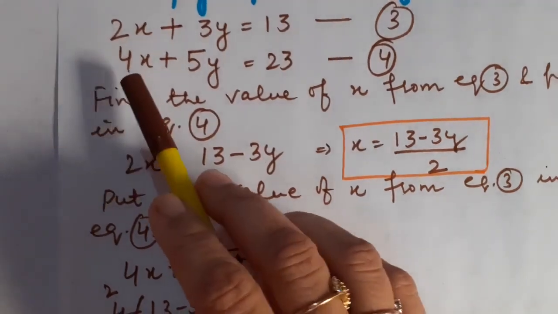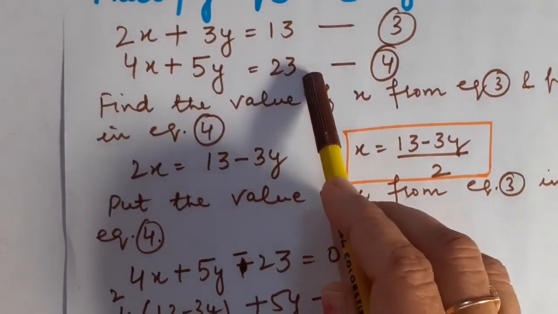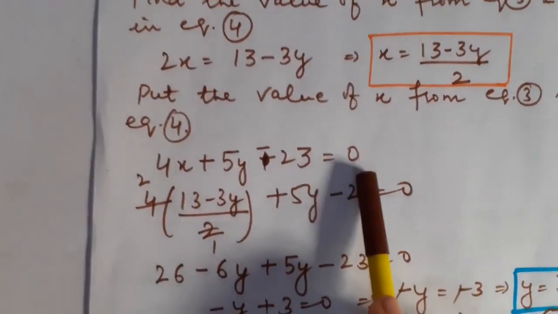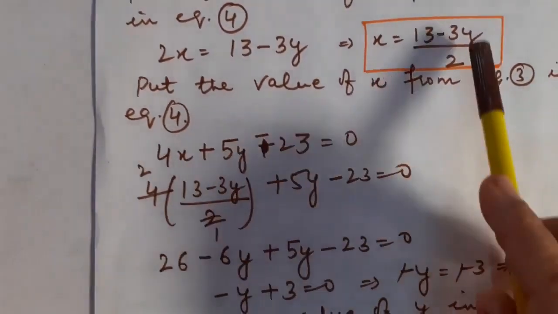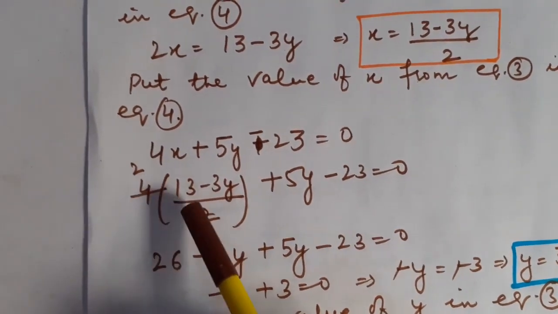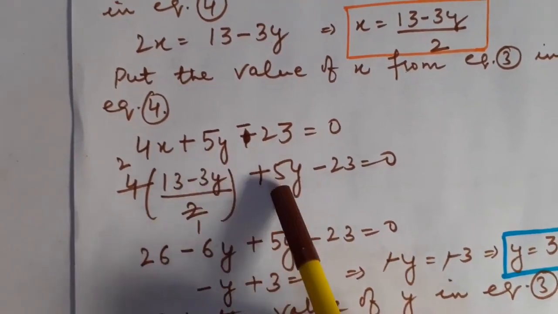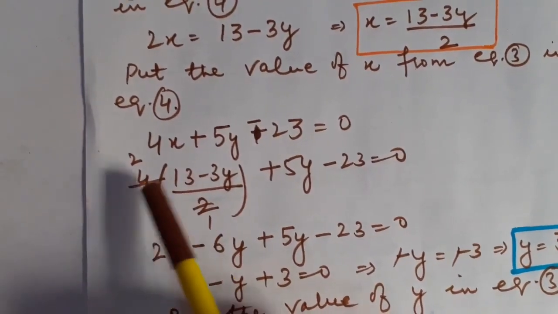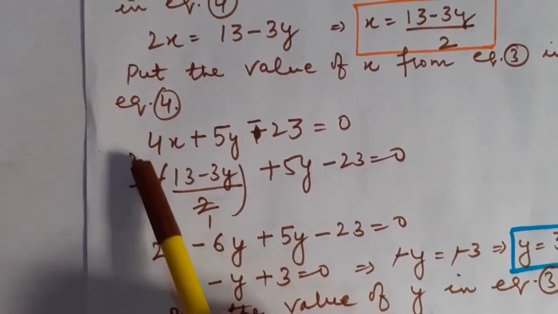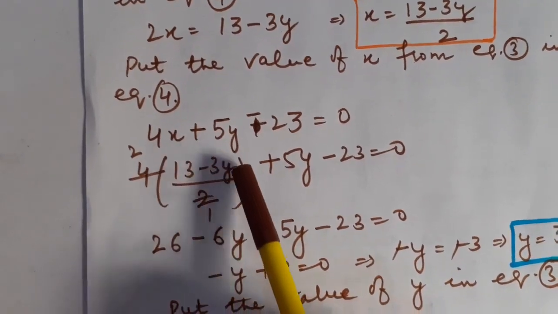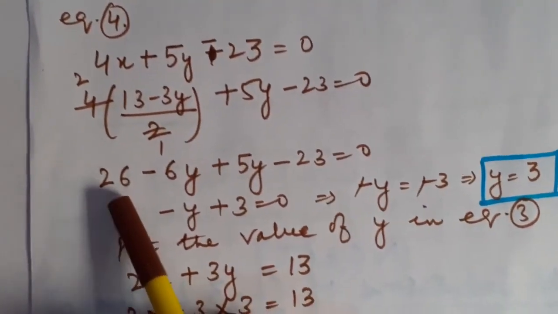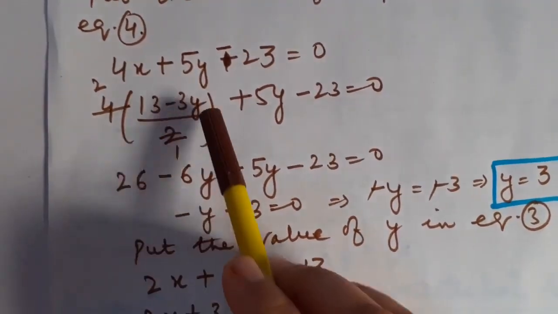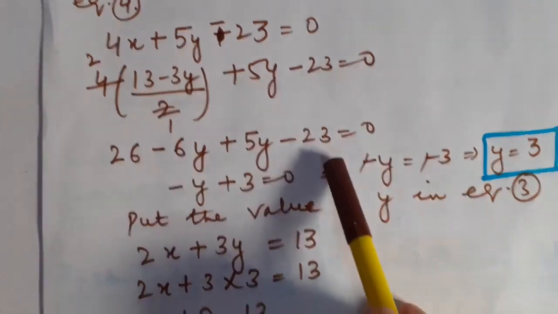This is equation number 4. 4x plus 5y is equal to 23. This 23 I have brought on this side, it has become minus 23 is equal to 0. So 4 into the value of x, putting here, 13 minus 3y upon 2, plus 5y minus 23 is equal to 0. I am going to cancel numerator by denominator. This has become 2 into 13 minus 3y. Definitely it will be multiplied. We will be getting 13 2s are 26 minus 3 2s are 6, 6y plus 5y minus 23.